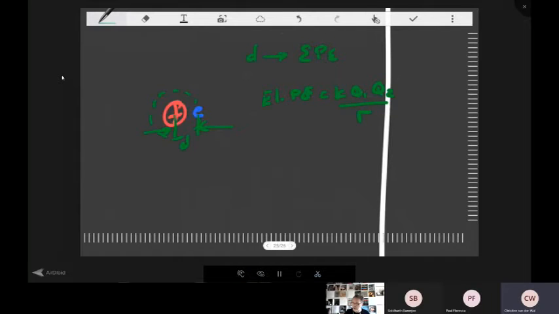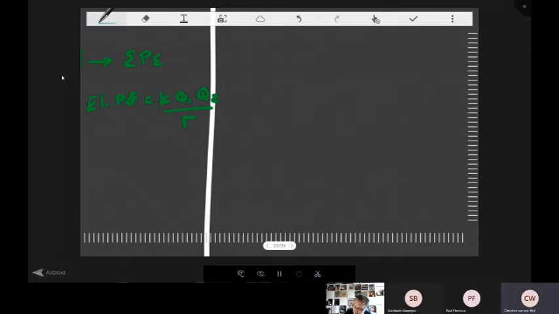Yeah, we've looked. Do you not remember 4? Yeah, it's this. F is K Q1 Q2 over R squared. E is F over Q, which is K Q over R squared. V is K Q over R, and EPE is K Q1 Q2 over R.